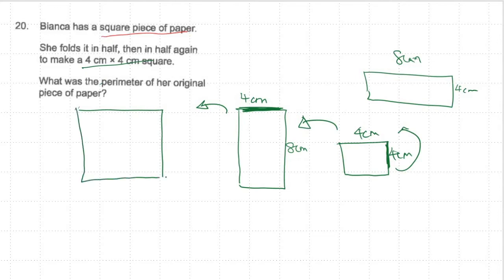Here it actually then will become 8 centimeter, and here is still 8 centimeter. But then the question doesn't stop here. See, the tricky part is, it says what is the perimeter of the original paper. And this is the original paper. If one side is 8 centimeter, 8 times 4 will be 32 centimeter. This is the perimeter of the whole original piece of paper.